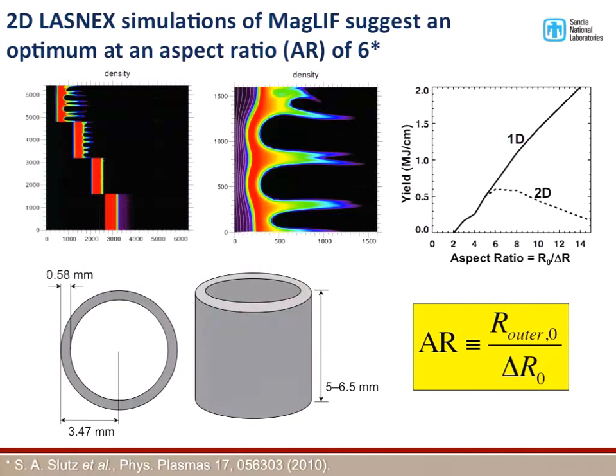So if you look at simulations that show 1D simulations versus 2D simulations, there's this thing called the aspect ratio, which is the outer radius of the liner divided by the thickness of the liner. If you make that liner thinner and thinner, it can accelerate to higher and higher velocities, and you get more and more fusion yield. But in reality, this magneto-Rayleigh-Taylor instability rips the liner to shreds if it gets too thin. So you get this roll-off in 2D. If you go to too thin of a liner, the yield degrades. If you go to too thick of a liner, it becomes a slow-moving slug, and nothing happens. So there's this kind of optimum in the 6 to 8 region. So we're kind of focusing on that.